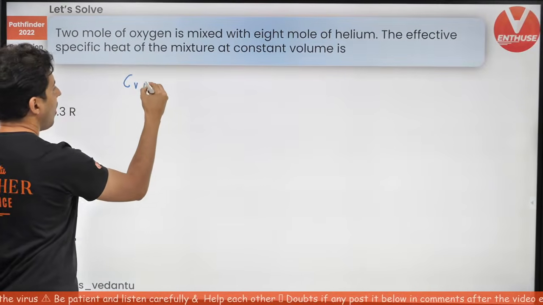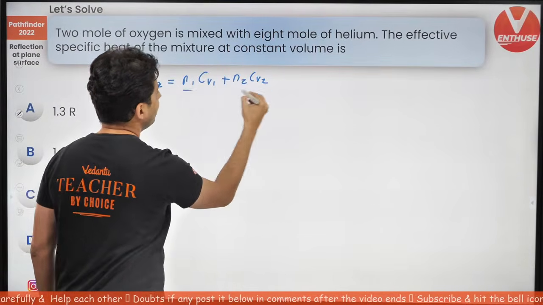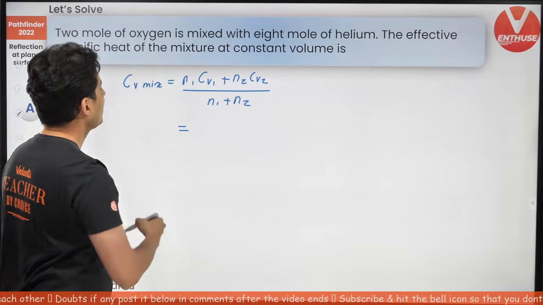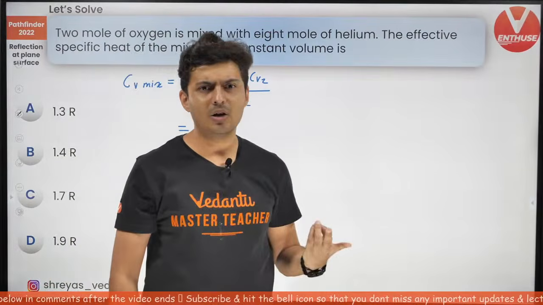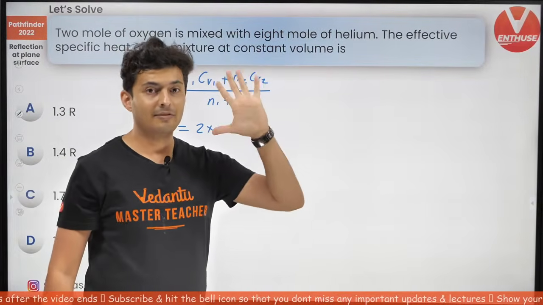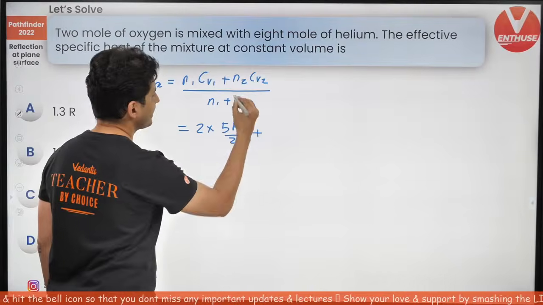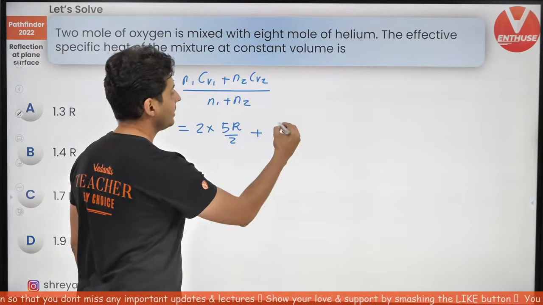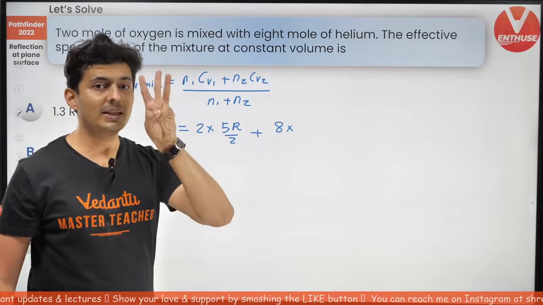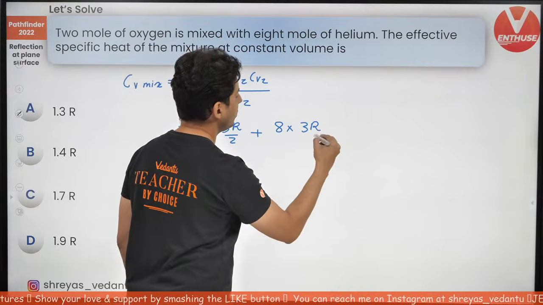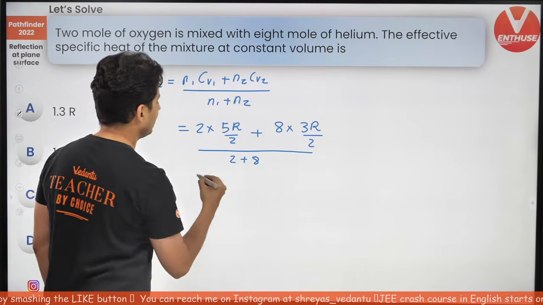So Cv of that mixture will be N1 Cv1 plus N2 Cv2 divided by N1 plus N2. Number of moles of oxygen, that is 2. Cv for oxygen, what will be the Cv? It's diatomic. So how many degrees of freedom? 5. So 5R by 2. So this will be 5R by 2 plus N2, number of moles of helium, that's 8. Helium is monoatomic. Mono means 3 degrees of freedom. So Cv will be 3R by 2. So whatever degrees of freedom into R by 2, divided by N1 plus N2, so 2 plus 8.